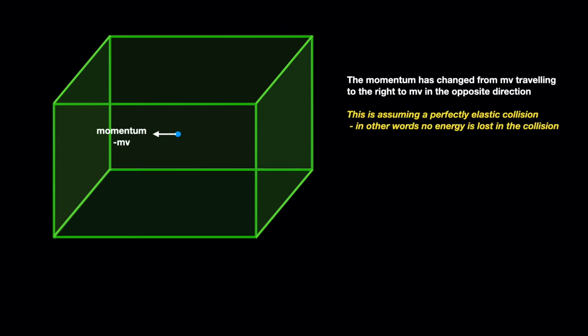We are assuming here that the collision is perfectly elastic. There is no loss of energy. But that seems a reasonable assumption. If we trap a box of air, for example, and come back to it after a while, it looks much the same. The molecules don't all lie then at the bottom of the box. So using this assumption, we have a total change of momentum from mv in one direction to minus mv in the other direction, which is a total change of 2mv.